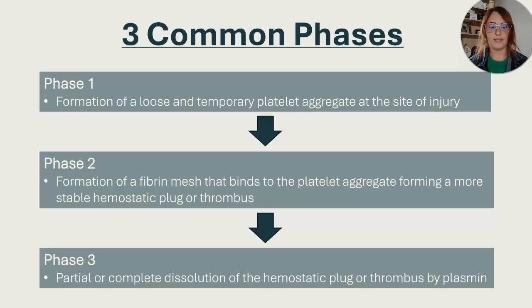In phase 1, we see the formation of a loose and temporary platelet aggregate at the site of injury, while in phase 2, we see the formation of a fibrin mesh that binds the platelet aggregate, forming a more stable hemostatic plug or thrombus. In the last common phase, or the 3rd phase, there is a partial or complete dissolution of the hemostatic plug or thrombus by plasmin.